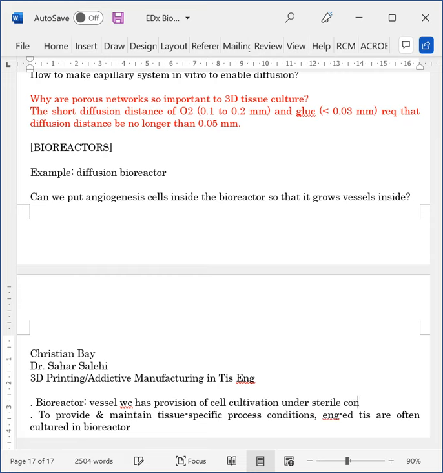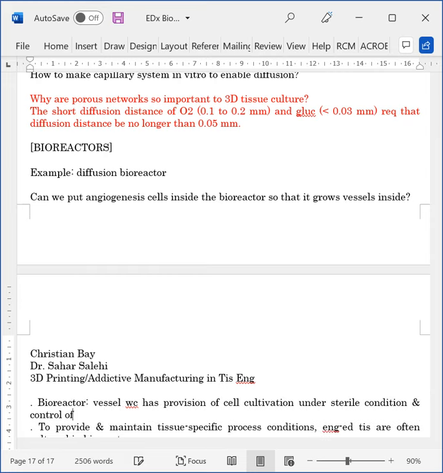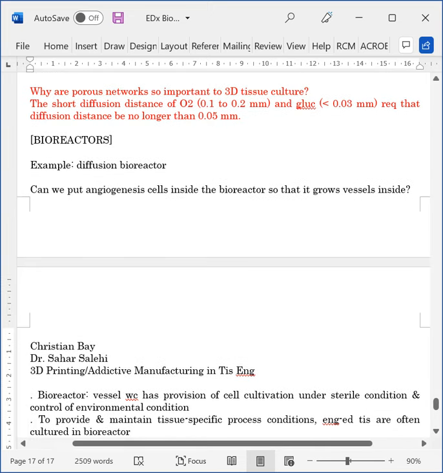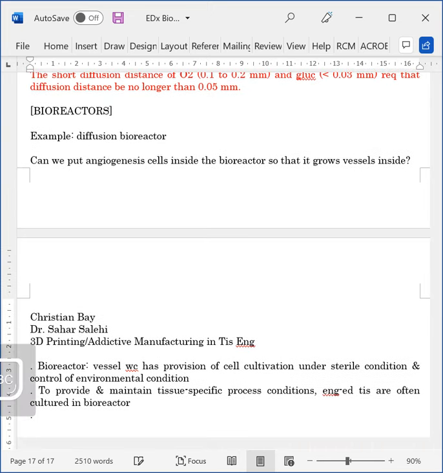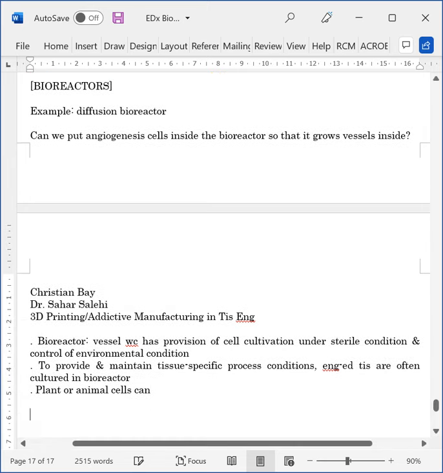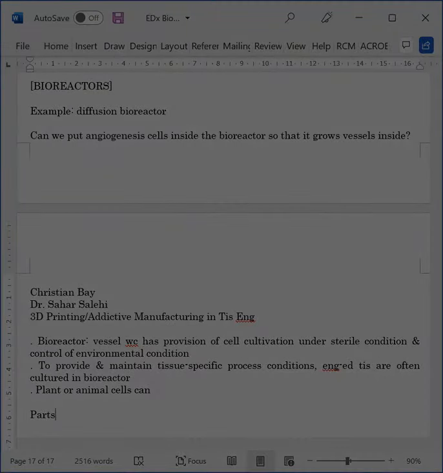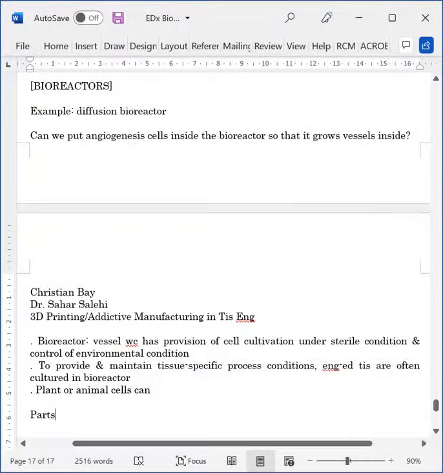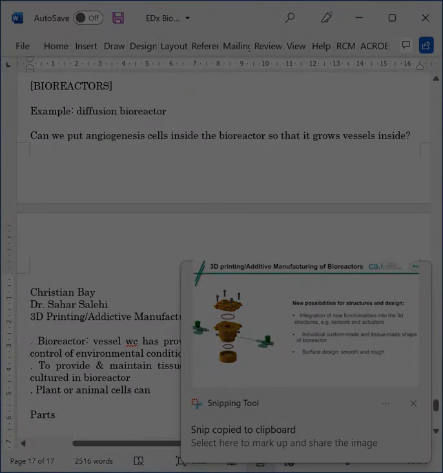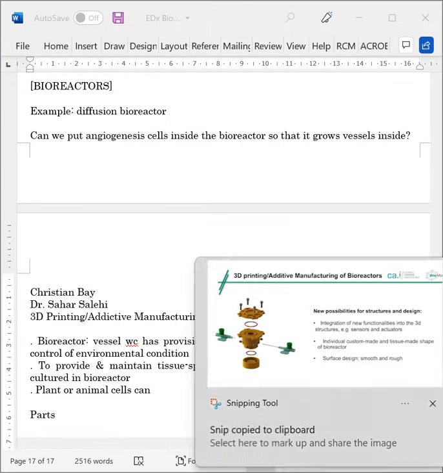So how do you fabricate them? Nice question. If you can see on this slide, here are the components of the bioreactor, and you can see there are various components. We use additive manufacturing because additive manufacturing has tremendous potentials. I've already mentioned in the previous video. In that discipline, using additive manufacturing for bioreactors, we can integrate new functionalities into the bioreactor. For example, integration of some sensors and actuators.